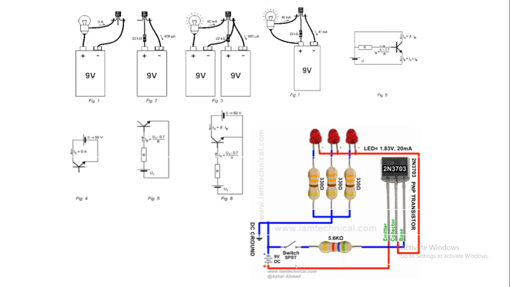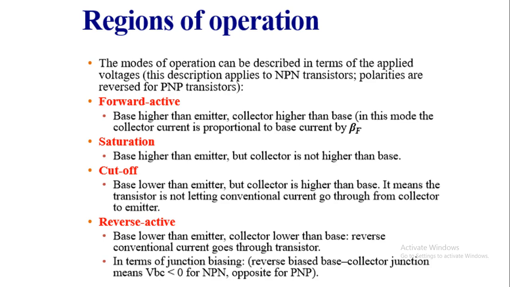Okay, what is the forward active? In saturation, the base is higher than the emitter, but the collector is not higher than the base. This is saturation. The base is higher than the emitter but the collector is not higher than the base, so here it is in saturation. Cutoff is when the base is lower than the emitter but the collector is higher than the base. This is cutoff. Okay, fine.